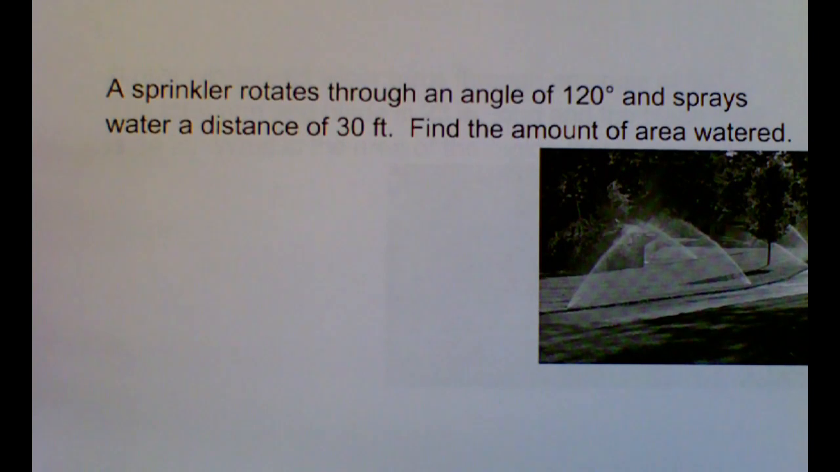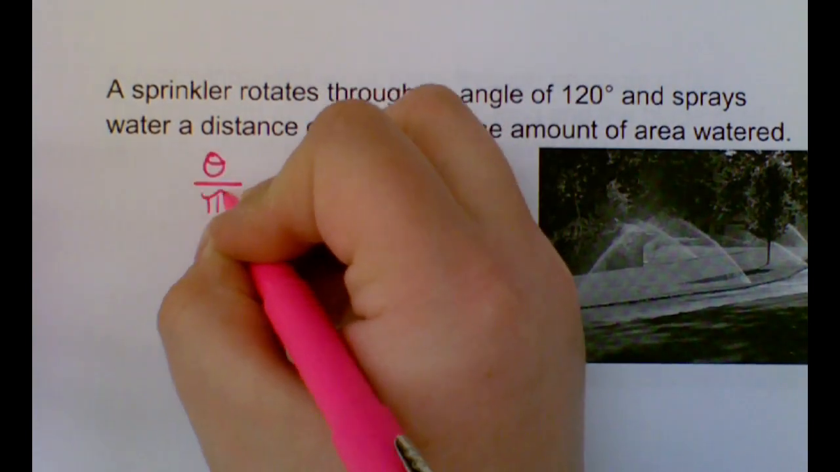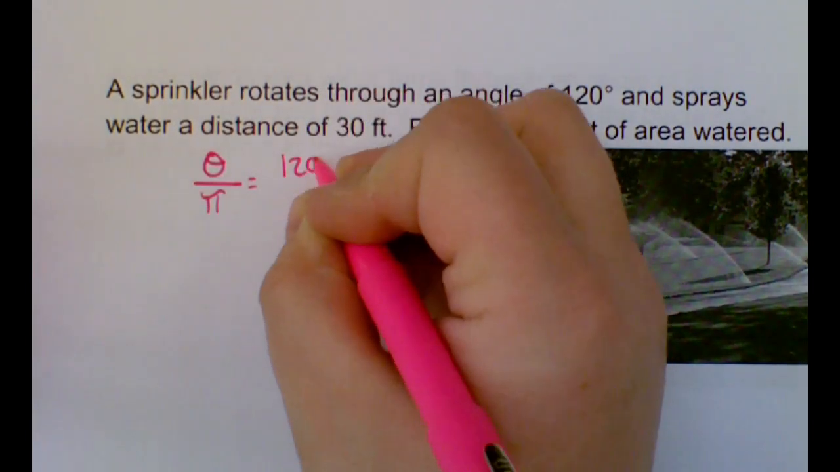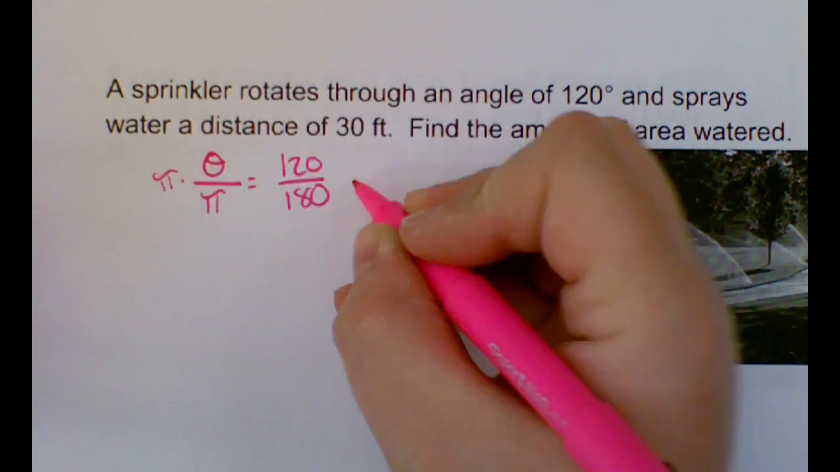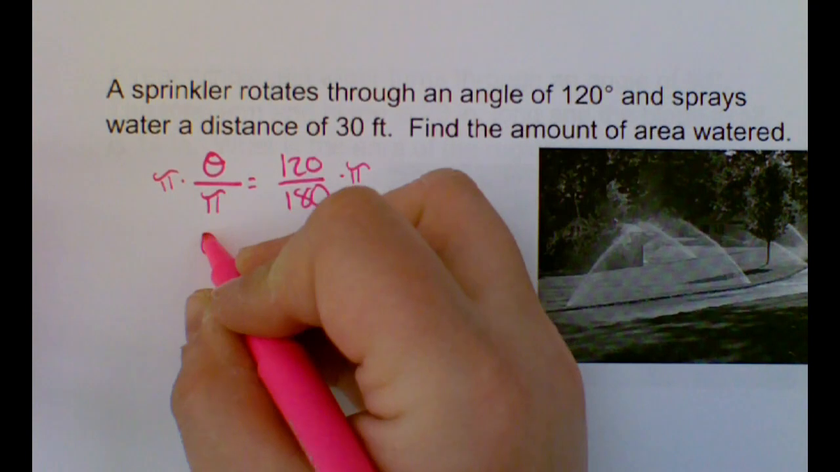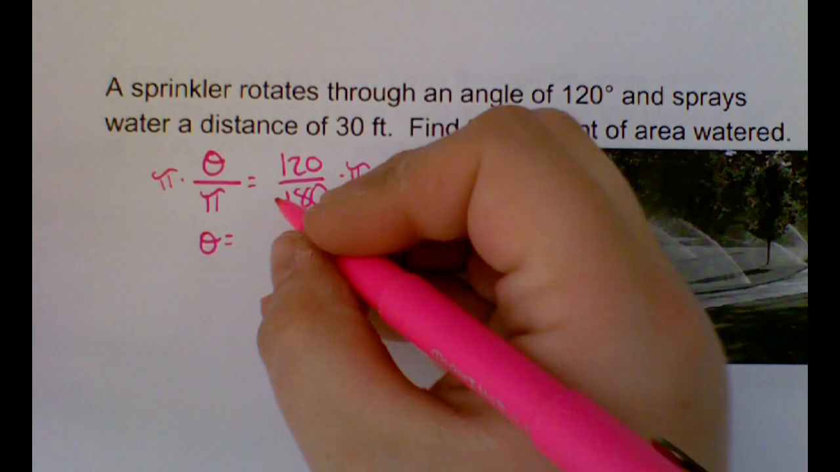So a sprinkler rotates through an angle of 120 degrees and sprays water a distance of 30 feet. Find the amount of area watered. Well, our angle is in degrees. So radians over pi equals degrees over 180. Multiply by pi. My angle is 2/3, or 2 pi over 3.